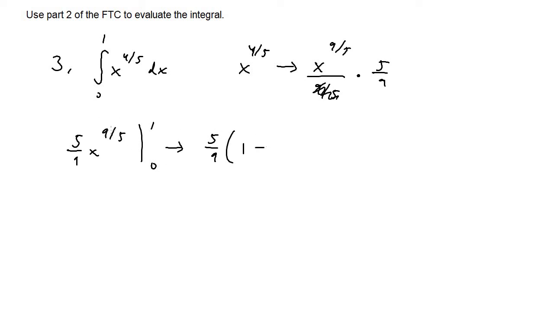And then minus, when I plug in 0 into the function, 0 to the 9/5 is 0. 1 minus 0 is 1. 1 times 5 over 9 is going to give us the final answer of 5 over 9.